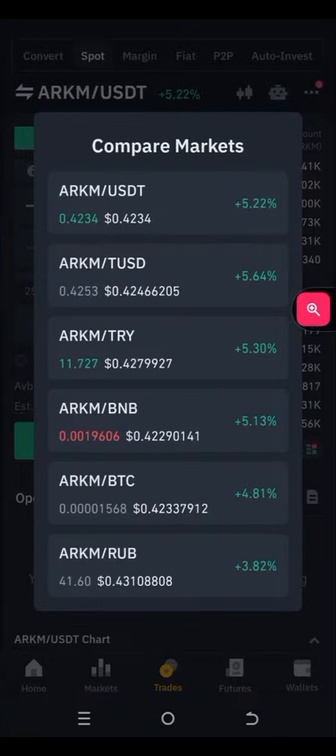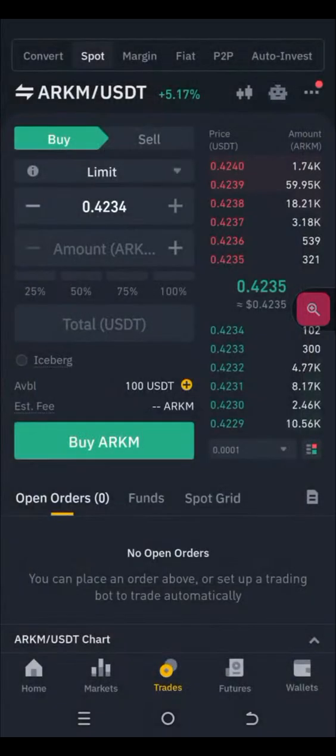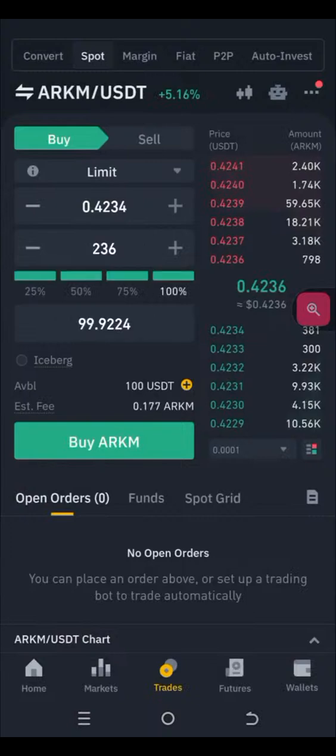But the truth of the matter is that when you're trying to trade, you have to consider the price of the coin. Very important. Now look at this one that is 42 cents. If I have $100, let me show you what I'm talking about. If I currently have $100 here and I want to check how many I will get, I'll just click on 100%. It will give me 236 pieces of ARKM.